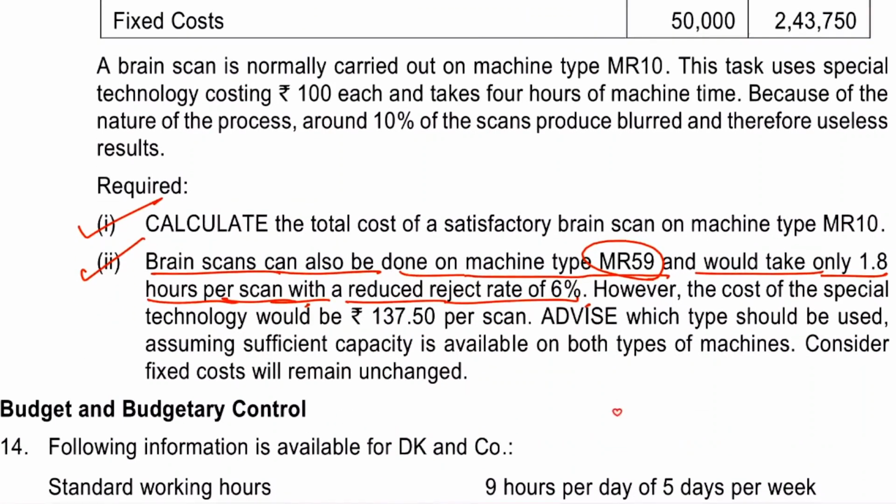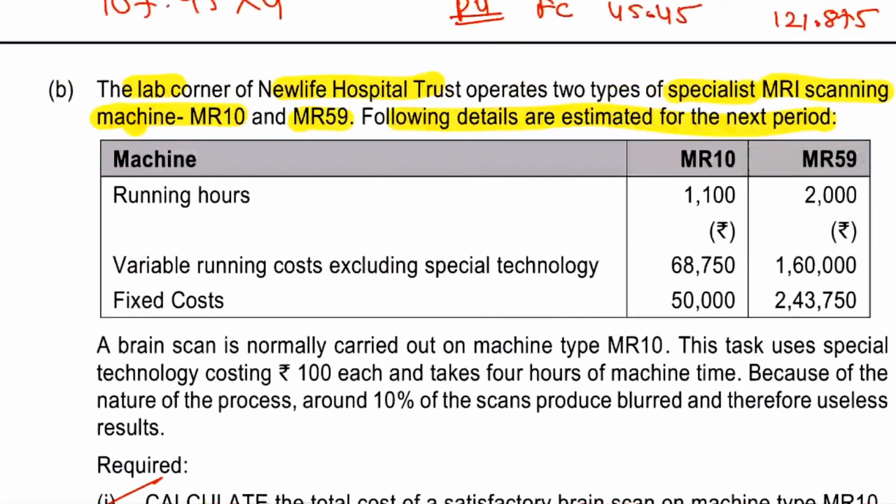Can I say whatever cost you get, 1 minus 6%, so you will divide by 0.94. If you understand the shortcut, either calculate the cost of 100 and divide by 94, and the cost of 1 scan. Let's calculate the cost of 1 scan. How much time will it take? 1.8. And let's write whether some special metal is required. What would be the cost of special technology? 137.5. So first of all 1.8 hours, multiplied by what?